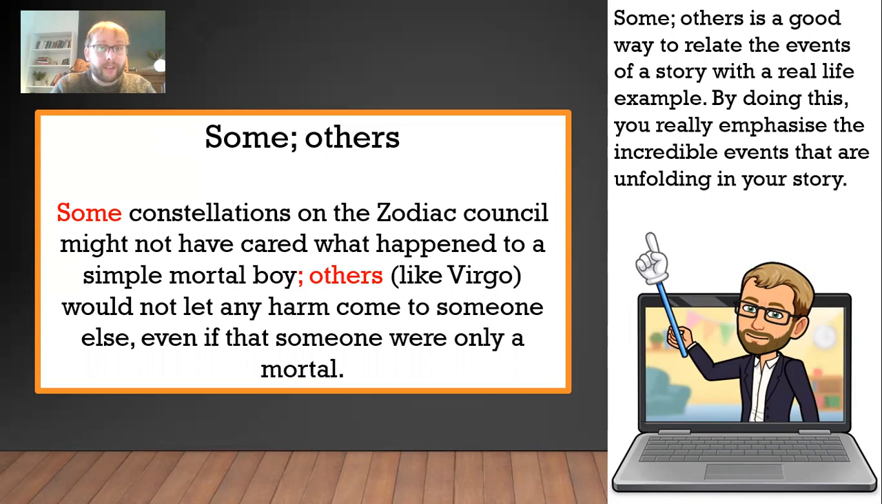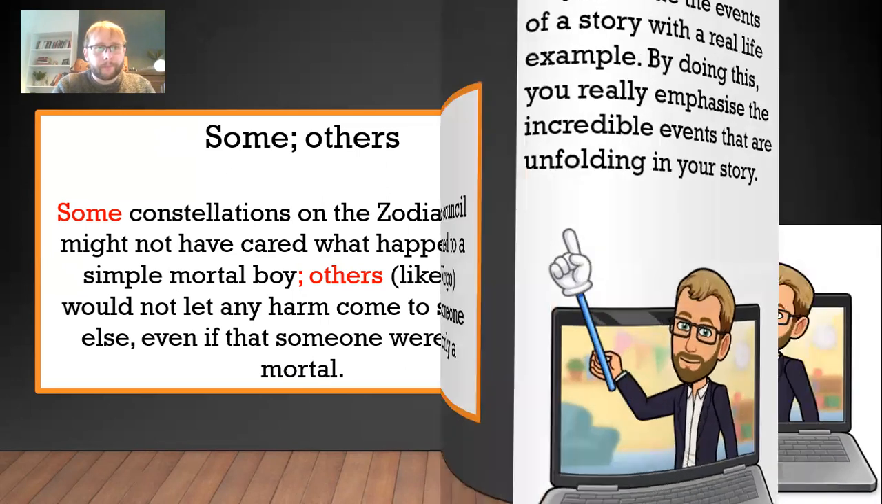only a mortal. And the nice thing about semicolons, when you're connecting two main clauses like we are here, you can still have a subordinate clause in there, like I have, even if that someone were only a mortal. So that is the some and others technique. 3 out of 5. Let's have a look at number 4.